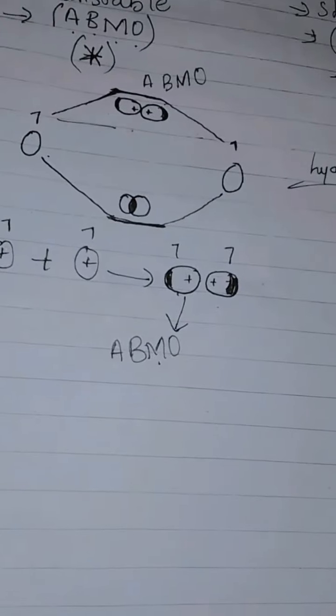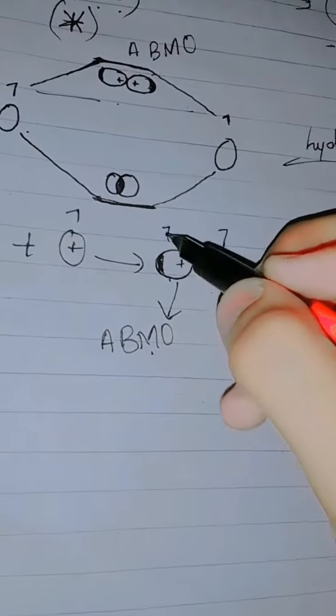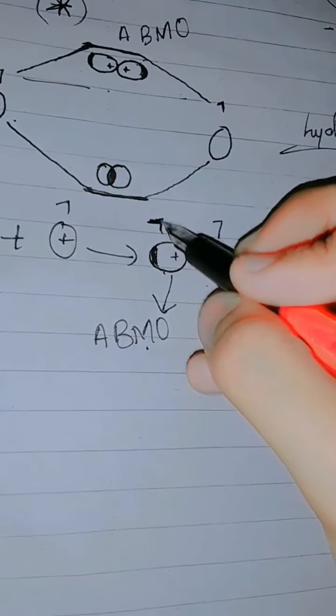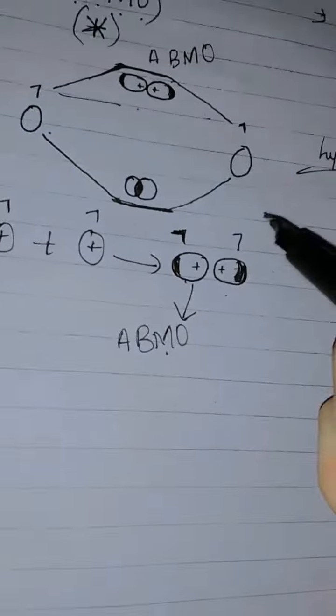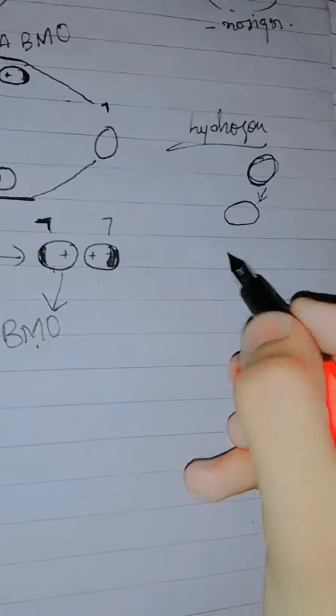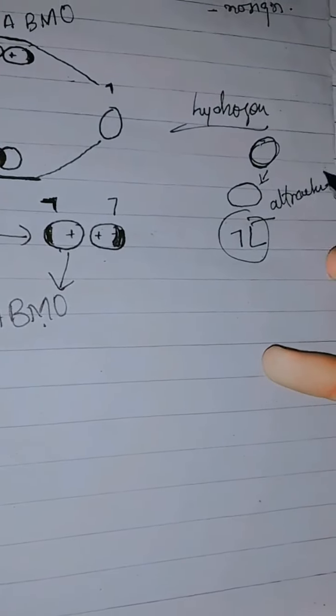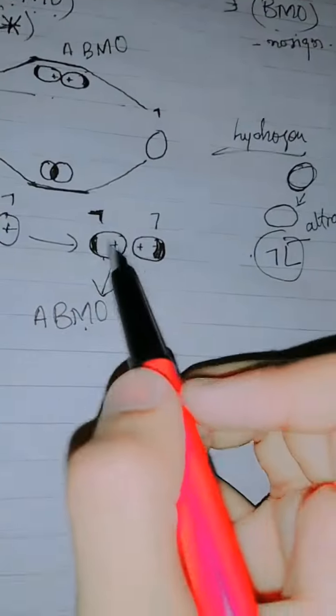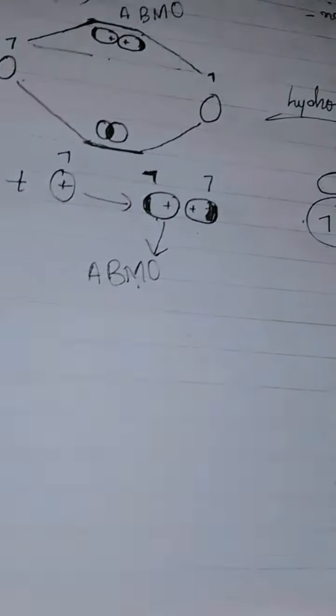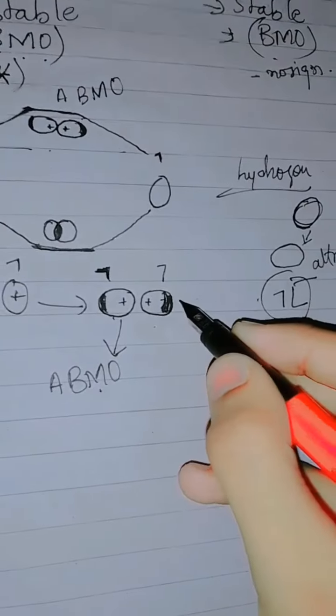When the bonding molecular orbital forms, one electron will move clockwise and the second will move anti-clockwise. When they move like this, there will be attraction between them. Instead of repulsion, there will be attraction, because one is moving clockwise and the second anti-clockwise, whereas here they are moving in the same direction, clockwise. If one electron moves anti-clockwise and the second clockwise, there will be a reduction in the repulsion.